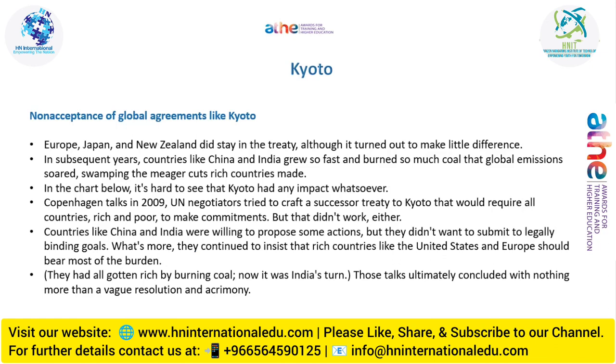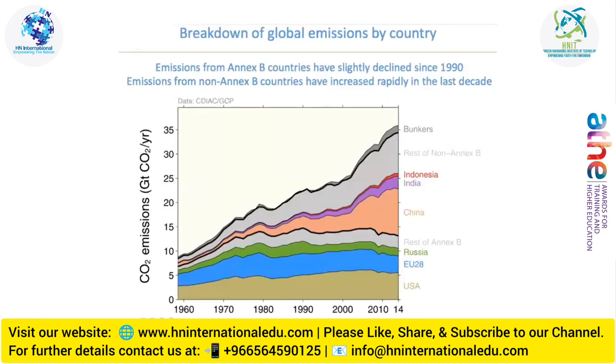And then further, we see Europe, Japan, and New Zealand did stay in the treaty, although it turned out to make little difference. In subsequent years, countries like China and India grew so fast and burned so much coal that global emissions soared, swamping the meager cuts rich countries made. In the chart below, it's hard to see that Kyoto had any impact whatsoever. So this is the chart.